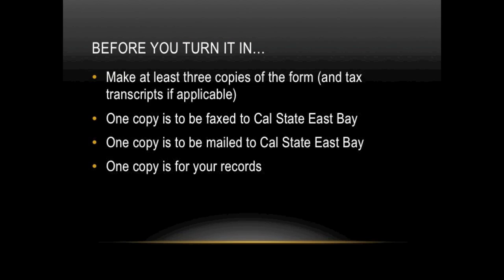Now that the form is complete, you want to make sure to do a few things before you turn it in. First, you should make at least 3 copies of this form and the tax transcripts if you need to provide them. One copy is to be faxed to Cal State East Bay Financial Aid Office. One copy is to be mailed to the financial aid office, and one copy is for you to keep for your records. Mailing and faxing these forms will provide two methods of delivery so you can ensure your forms are received. And keeping a copy for yourself is beneficial for you just in case you have to resend the forms.